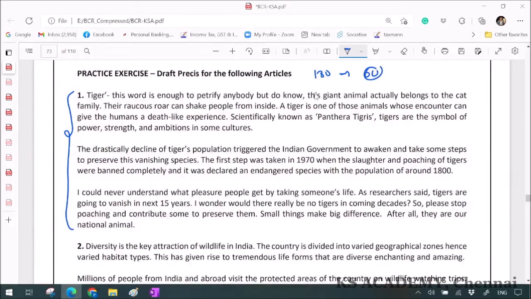So if you see, should you write everything here, or should you just cut out, for example, their raucous roar can shake people from the inside. All this masala not needed. This is one of the animals whose encounter can give human death-like experience. Instead of that, you can just make one line. It is scary, obviously. Tigers are ferocious. So how to make it? Let's just write down.